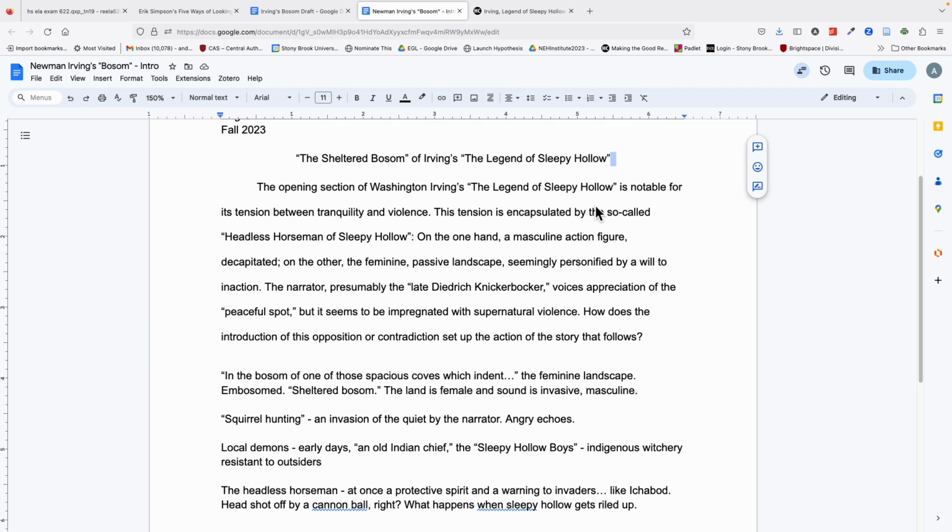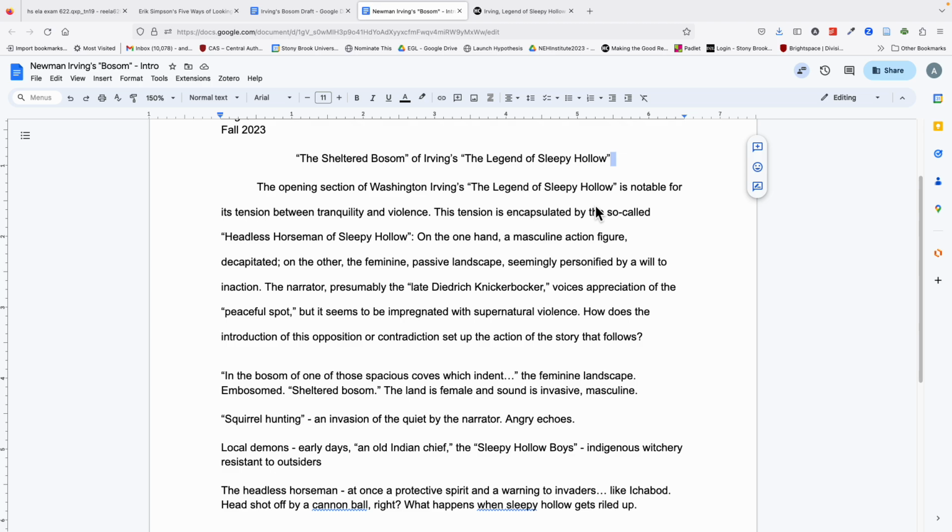The opening section of Washington Irving's The Legend of Sleepy Hollow is notable for its tension between tranquility and violence. I just laid that out for you, right? This tension is encapsulated by the so-called headless horseman of Sleepy Hollow. He's in that passage, even though I didn't really read that part out loud. But in speaking of invaders, feminine, masculine, look at this headless horseman whose head has been shot off. That seems like a pretty serious repercussion for invading the territory. And he's definitively foreign as a Hessian trooper, German, right? On the one hand, a masculine action figure decapitated because his head was knocked off. And I don't need to get very far into psychoanalytic imagery to say that decapitation is also like castration imagery. You guys never knew I thought this way.